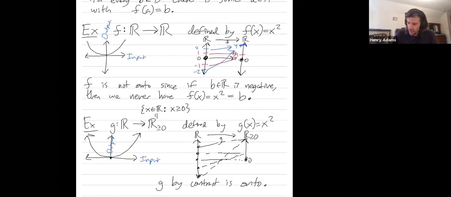So all that to say, when you're discussing whether a function is onto or not, yes, the formula of that function matters, but also the space that you write down here, the name of the space really matters. Because for this example, I had two functions with the same formula, but the first function had a bigger output space and wasn't onto. The second function had a smaller output space and was onto.